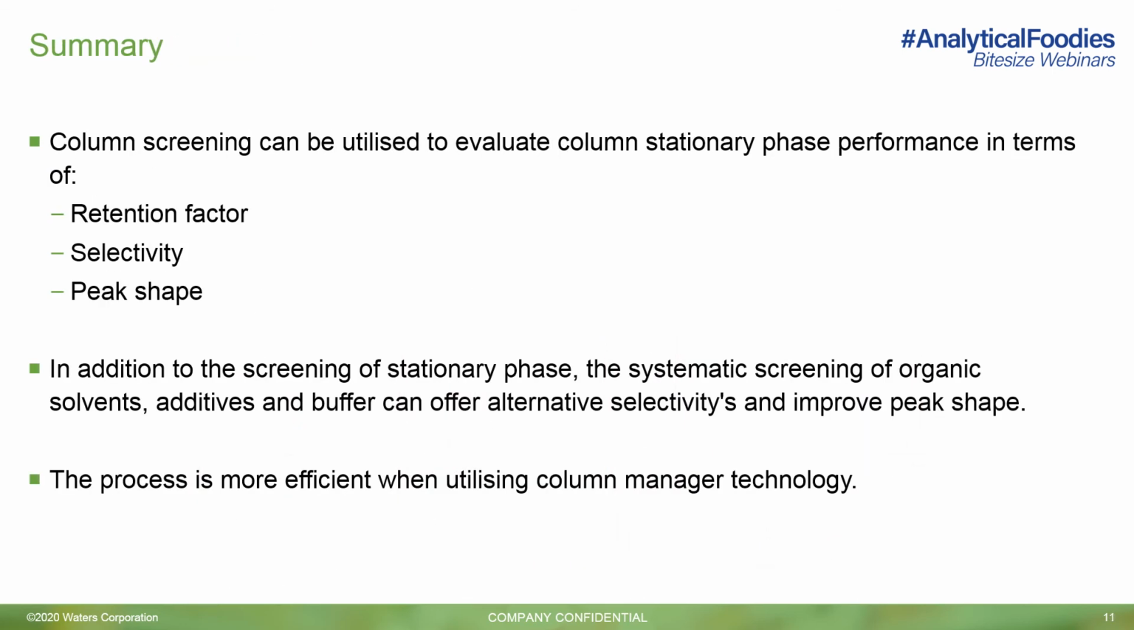So, in summary, column screening can be utilised to evaluate column stationary phase performance in terms of retention factor, selectivity, and peak shapes. In addition to the screening of stationary phase, the systematic screening of organic solvents, additives, and buffer can offer alternative selectivities to improve peak shape, reduce ion suppression, and improve overall method performance. The process is more efficient when utilising column manager technology.